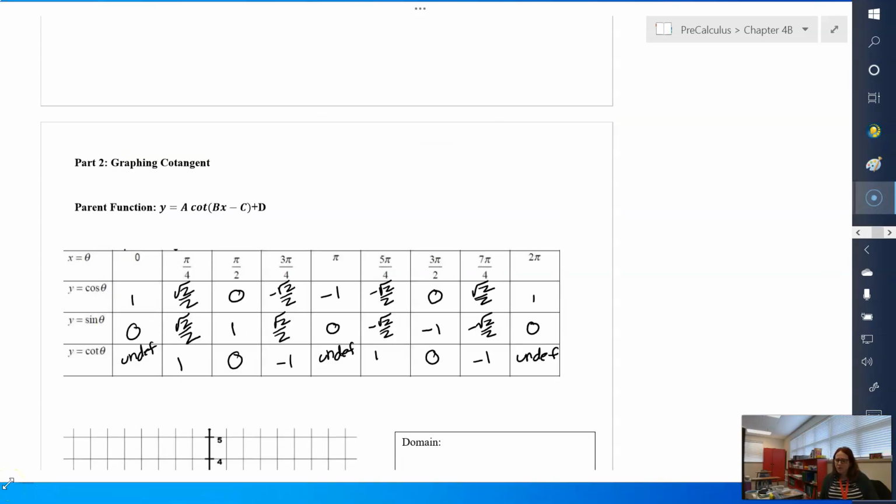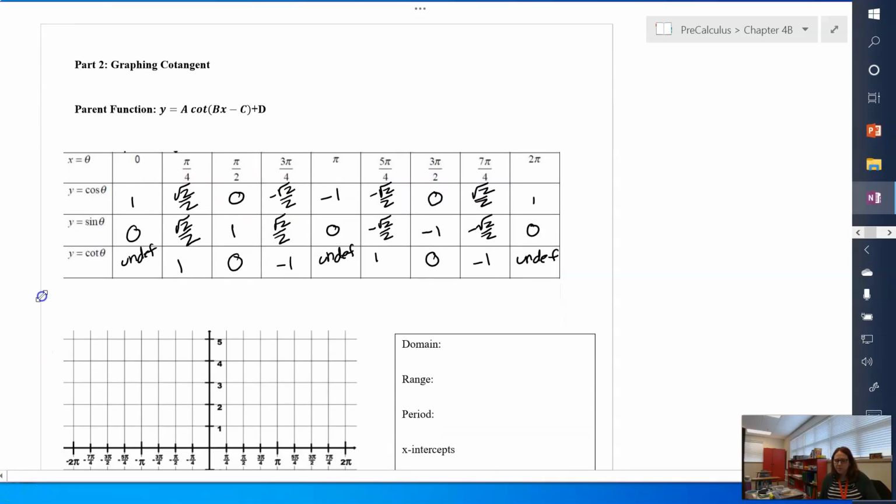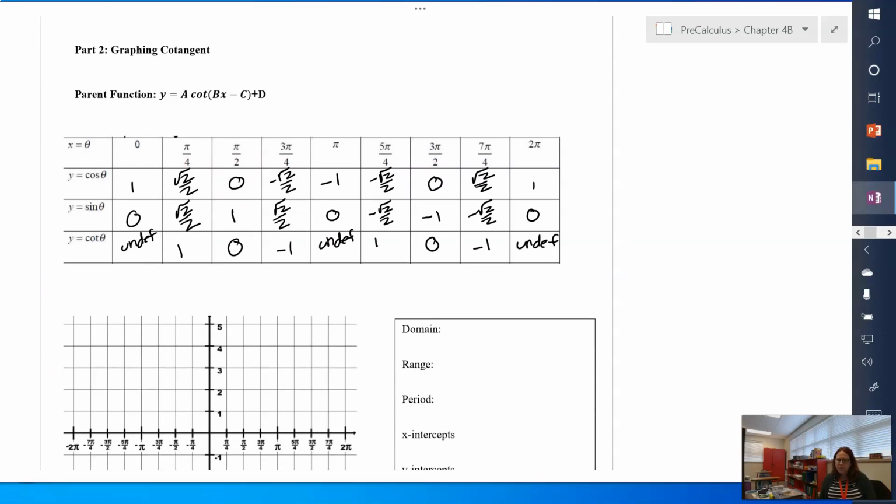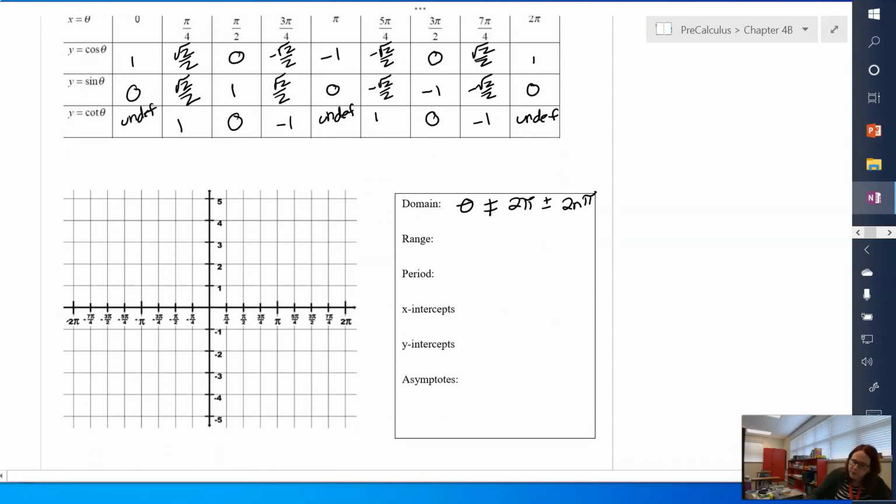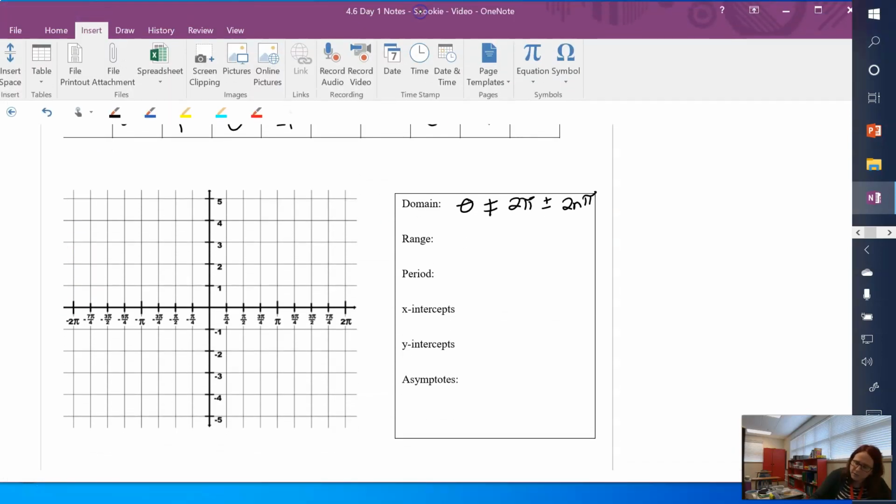All right, I filled in our chart. Take a look at your undefineds. Those are at 0, pi, and 2 pi. So my domain is going to be theta is not equal to 2 pi plus or minus 2n pi. So every 2 pi, we have an asymptote, so theta can't be in that domain. Let's go ahead and put in those asymptotes.